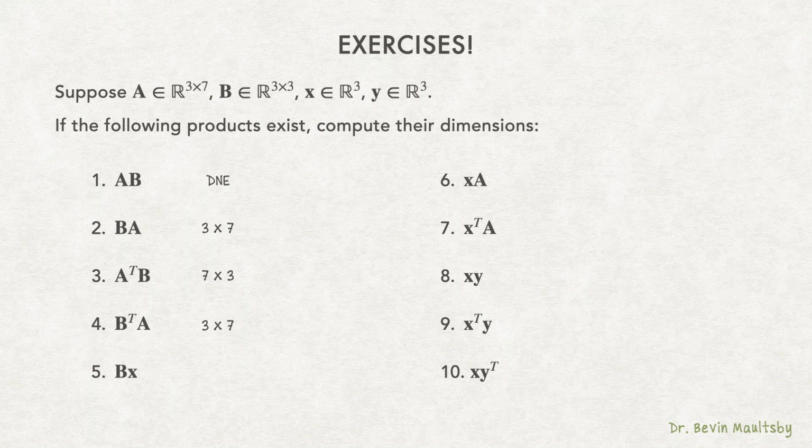B times X makes sense. 3 by 3 times 3 by 1. Remember here that X and Y saying that they are vectors in R3 means that they are columns. The result will be a vector. It will be a 3 by 1 vector. Now that we've recognized that X is 3 by 1, XA makes no dimensional sense. On the other hand, we could transpose X and then multiply it with A. Transposing X would turn it into a row, a 1 by 3 row. Multiplying it with a 3 by 7 matrix will give us a 1 by 7 matrix.